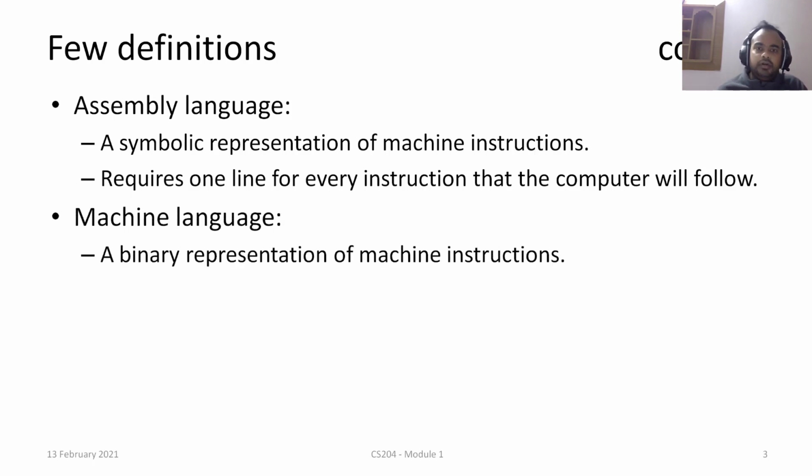Machine language, or the very basic language that the computer understands, is a sequence of zeros and ones, nothing beyond that, right? And that's why it's called binary representation also.